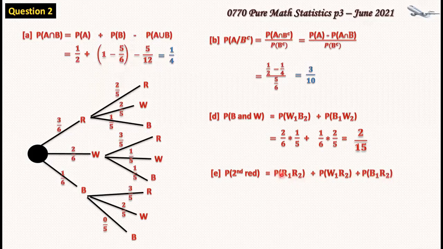So the probability that the first is red and the second is red is 3 on 6 times 2 on 5, plus white-red, 2 on 6 times 3 on 5, plus blue-red, 1 on 6 times 3 on 5. Simplifying this gives us a half. So the probability that the second ball is red is equal to a half. This is just the same as the probability that the first ball is red, because there are 3 red balls out of the 6 balls.